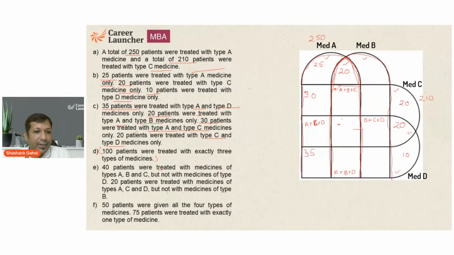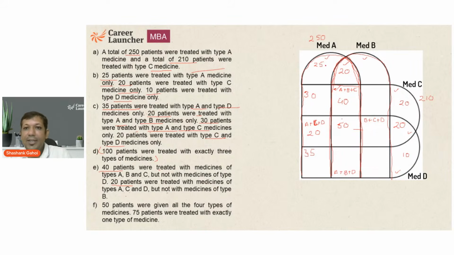40 patients were treated with medicines of type A, B, and C, but not D. So this is 40. 20 patients were treated with A, C, and D, but not B. So this is 20. Basically, whatever values are given to us, we are writing those down. And 50 patients were given all 4 types of medicines. So all 4 is A, B, C, and D. This is part of A, B, C, and D. So this is 50.